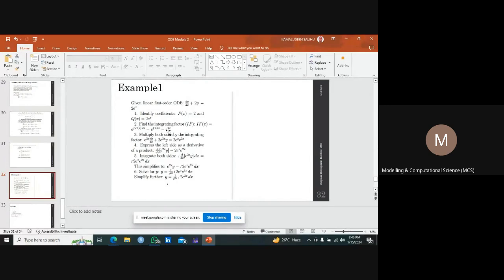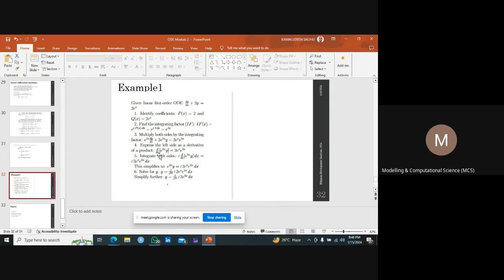You now have exponential 2x dy dx plus 2 exponential 2x y equals to. So now you are multiplying the integrating factor to both sides. After that, you come to the next step, that is, express the left side as a derivative of a product. Derivative of a product, that is what we're seeing here.